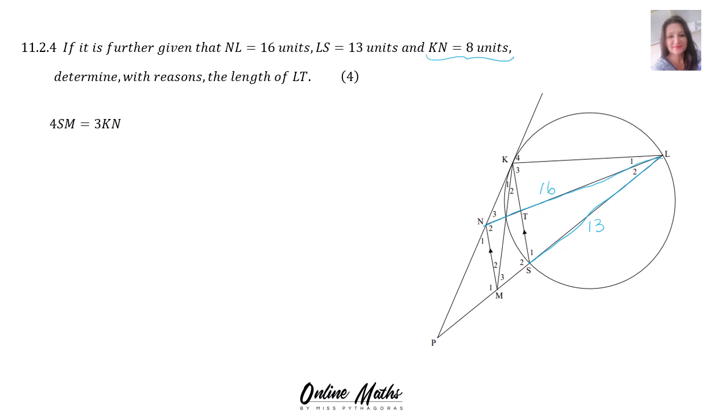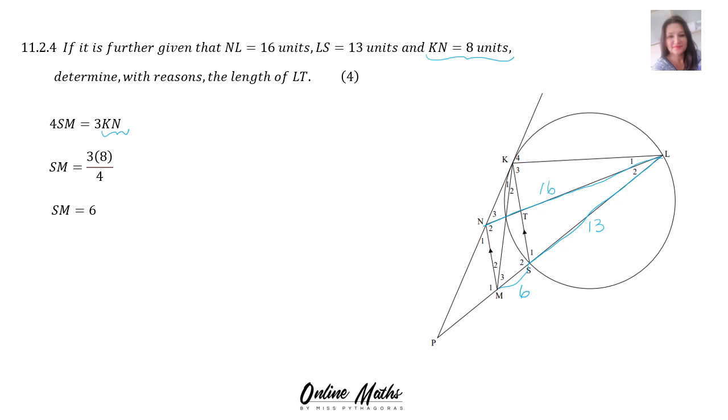So from the previous sum, it was given that 4SM is equal to 3KN. And now it is given that KN is 8 units. So let's substitute it and we work out the length of SM. SM is this little one over there, and that is 6 units. Now let's move into finding LT.